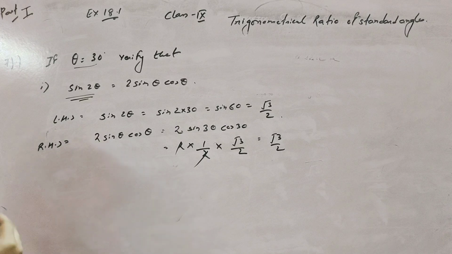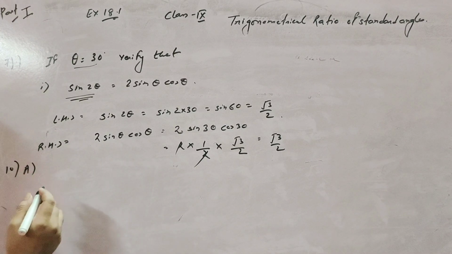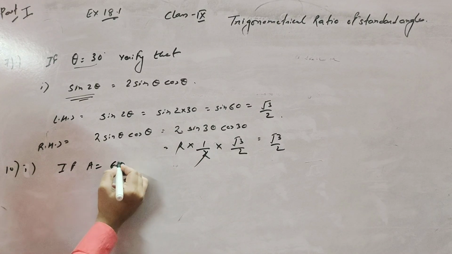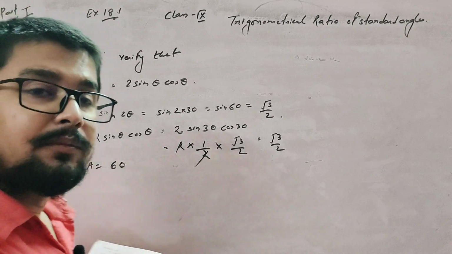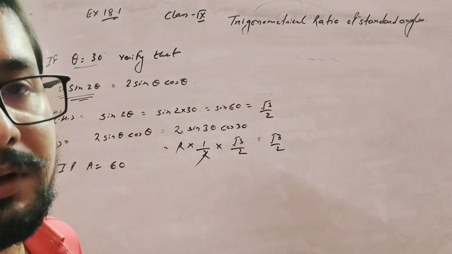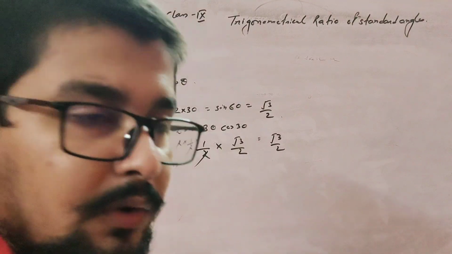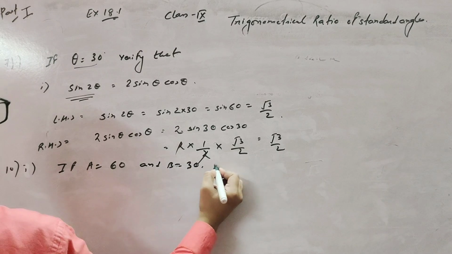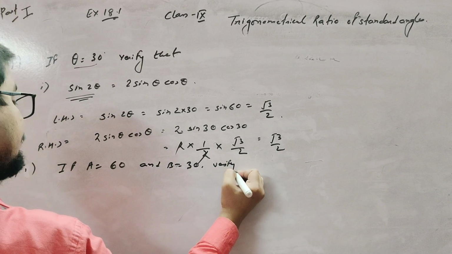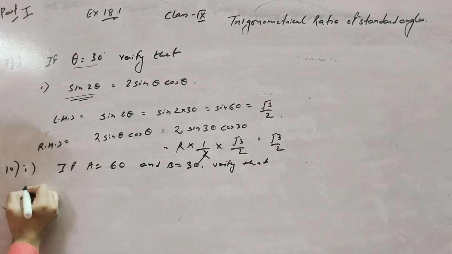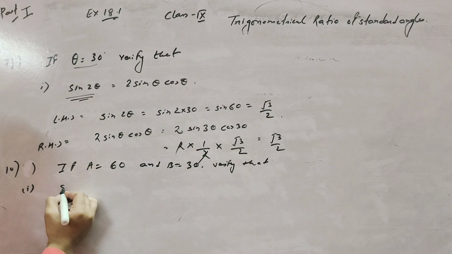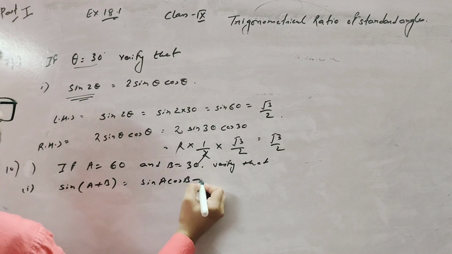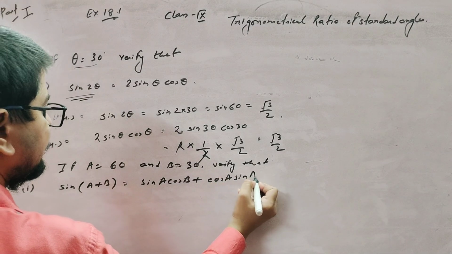Question number 10.1. Same pattern question. If A equals 60 degrees, in this exercise, in this chapter, the most important thing is that you learn the trigonometric table, all the values of all 6 thetas. Okay, if A equals 60 degrees and B equals 30 degrees, verify that number 1 question, sin A plus B equals sin A cos B plus cos A sin B.